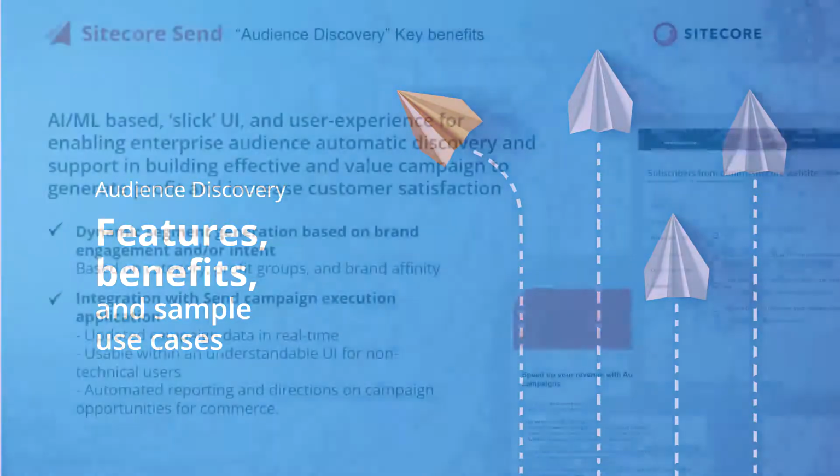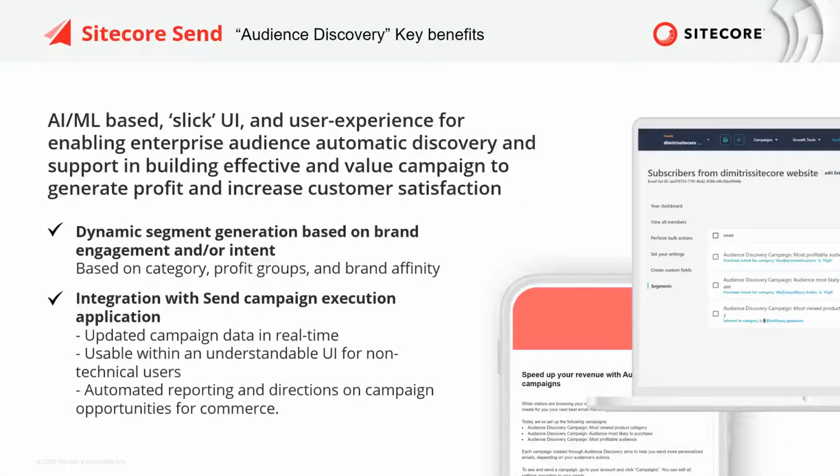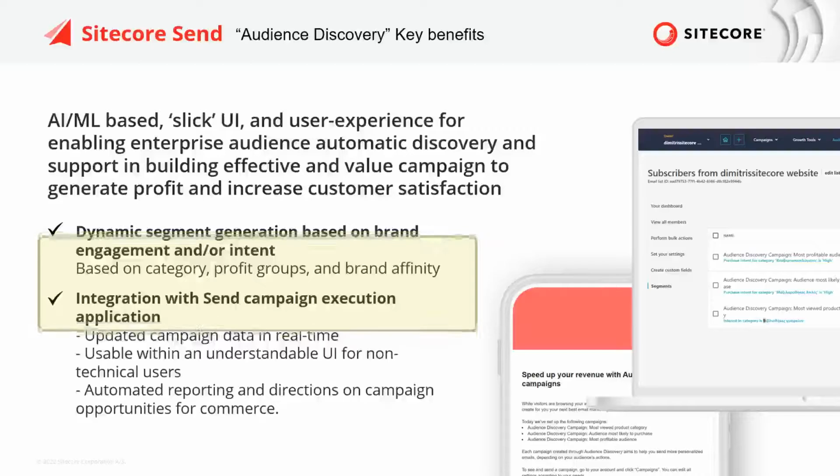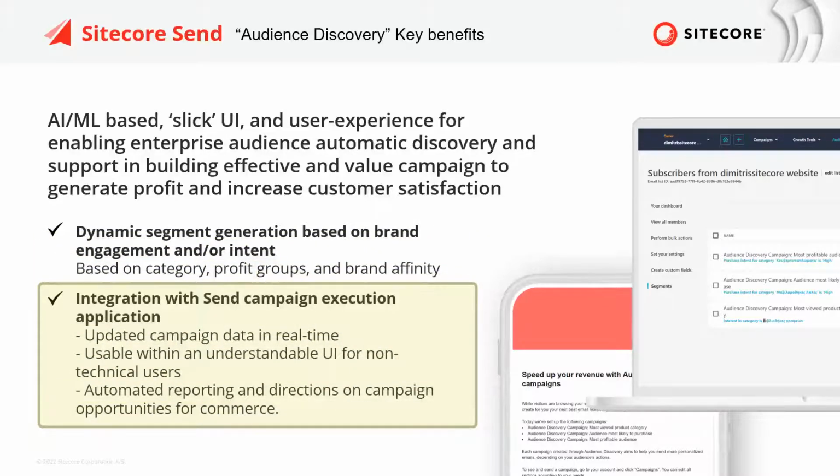Here is a list of summarized benefits of the tool. Through a sleek UI and user experience supported with artificial intelligence-based automatic discovery, enterprises will acquire benefits such as automated segments for common commerce population use cases, such as category, profit, and brand-based segmentation. Integration of segmentation capabilities within the Send campaign execution application. This helps in keeping campaigns updated in real time.